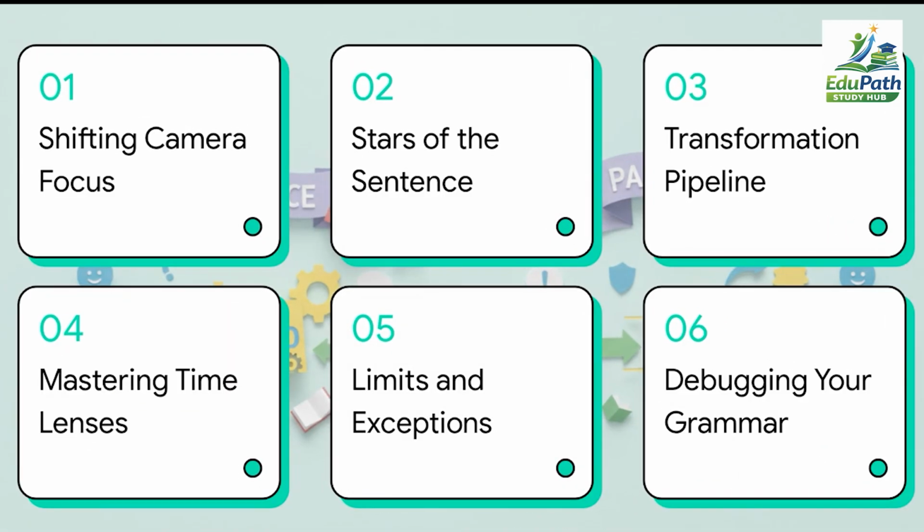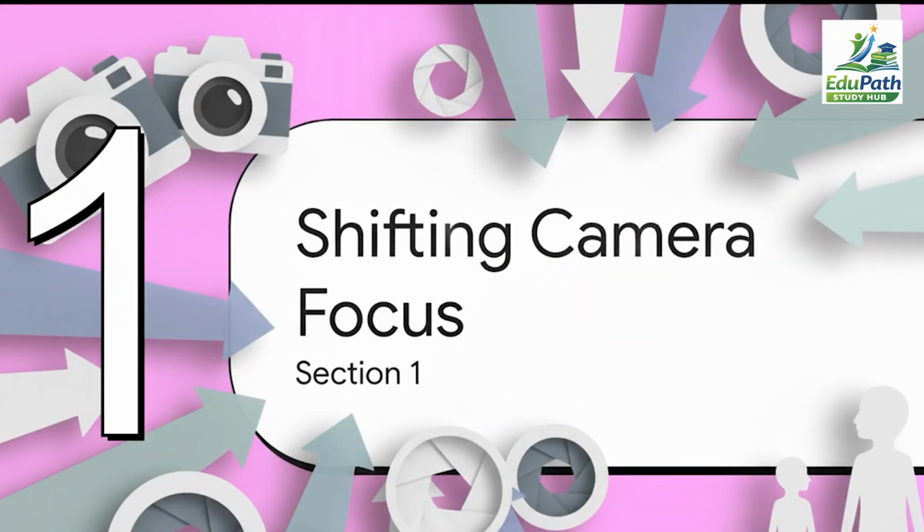Here's our grammar operating manual roadmap for today. We're starting with shifting the camera focus, moving to the stars of the sentence, and then looking at the transformation pipeline. After that, we'll hit mastering the time lenses, check out system limits and exceptions, and finally, we'll wrap up with debugging your grammar. All right, let's dive right into this.